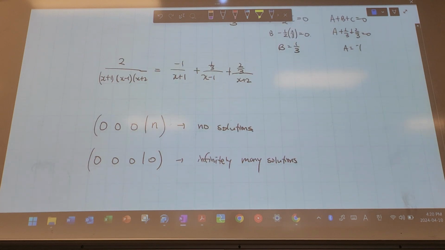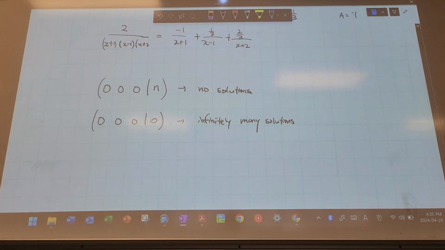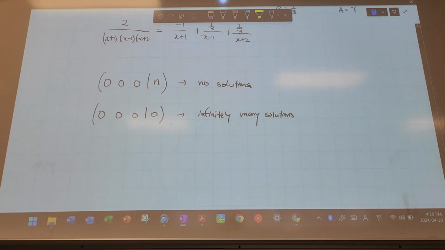Are there any other cases? Sometimes you see the case where R2 and R3 are basically the same thing. I think we've seen that today actually. Then you have a lack of information as well, so there are infinite solutions as well. But yeah, I think that's good.